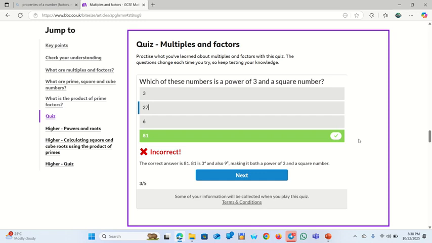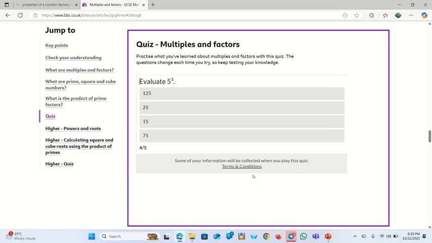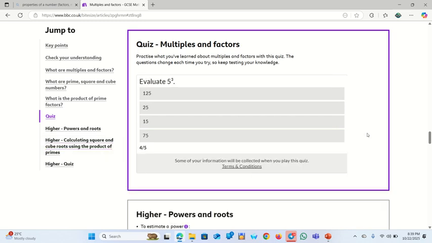No. It's like you don't understand the question. Which of these numbers is a power of 3 and a square number? Power of 3 is 3 squared, which is 9, right? Then 9 squared is 81. Oh, that's just what they meant. Actually, the question is a little bit technical. But notwithstanding, let's go to the next question.